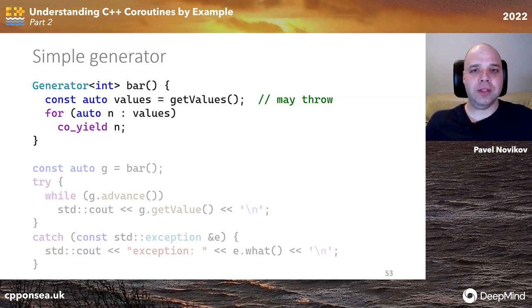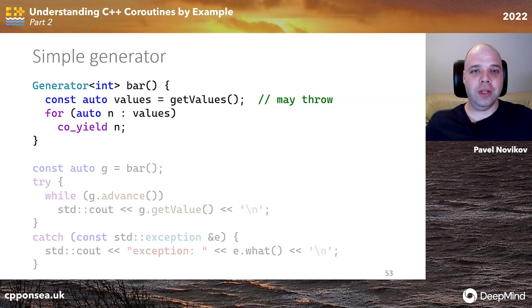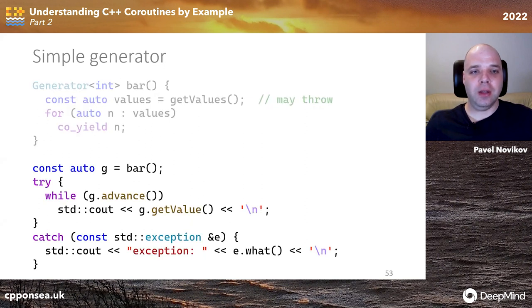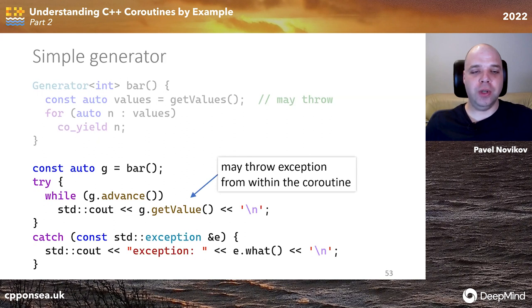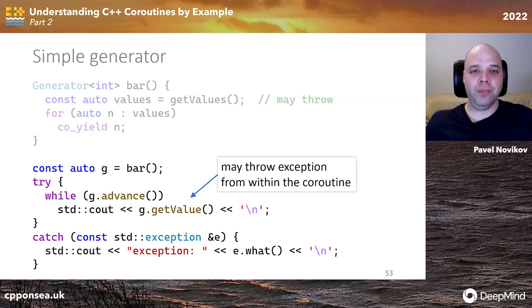And yeah, let's look at this example. We have a coroutine which gets values in some way, and then we yield those values one by one from the generator. Here is the code with which we are supposed to extract values from our generator. You have to keep in mind that after advancing, it can mean that you have either a value or an exception, and a call to the get value member function of the generator can throw an exception if an exception happened within the coroutine generator.